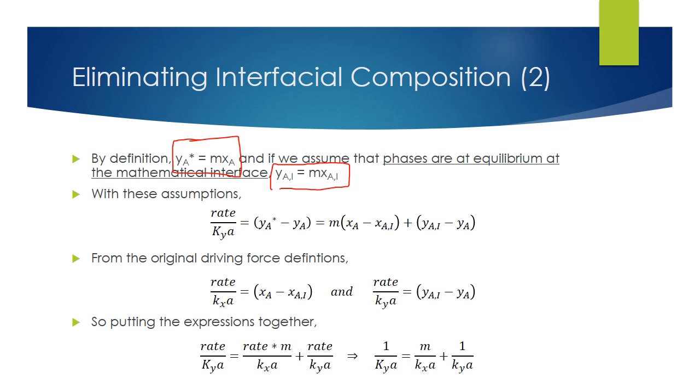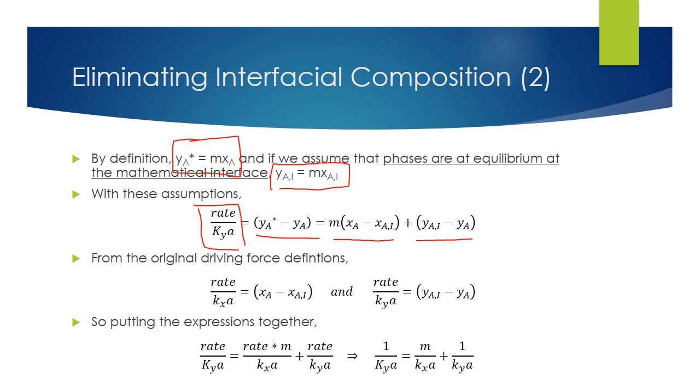So if I can do that, I can substitute X values into the expression on the previous slide that was at the bottom. Now I can write the rate over capital K_y a as being Ya star minus Ya, but that's the m value times Xa minus Xai, plus Yai minus Ya. Now the Xa minus Xai should look familiar because that's a driving force that was on a previous slide. That was one of the original driving forces that we defined.